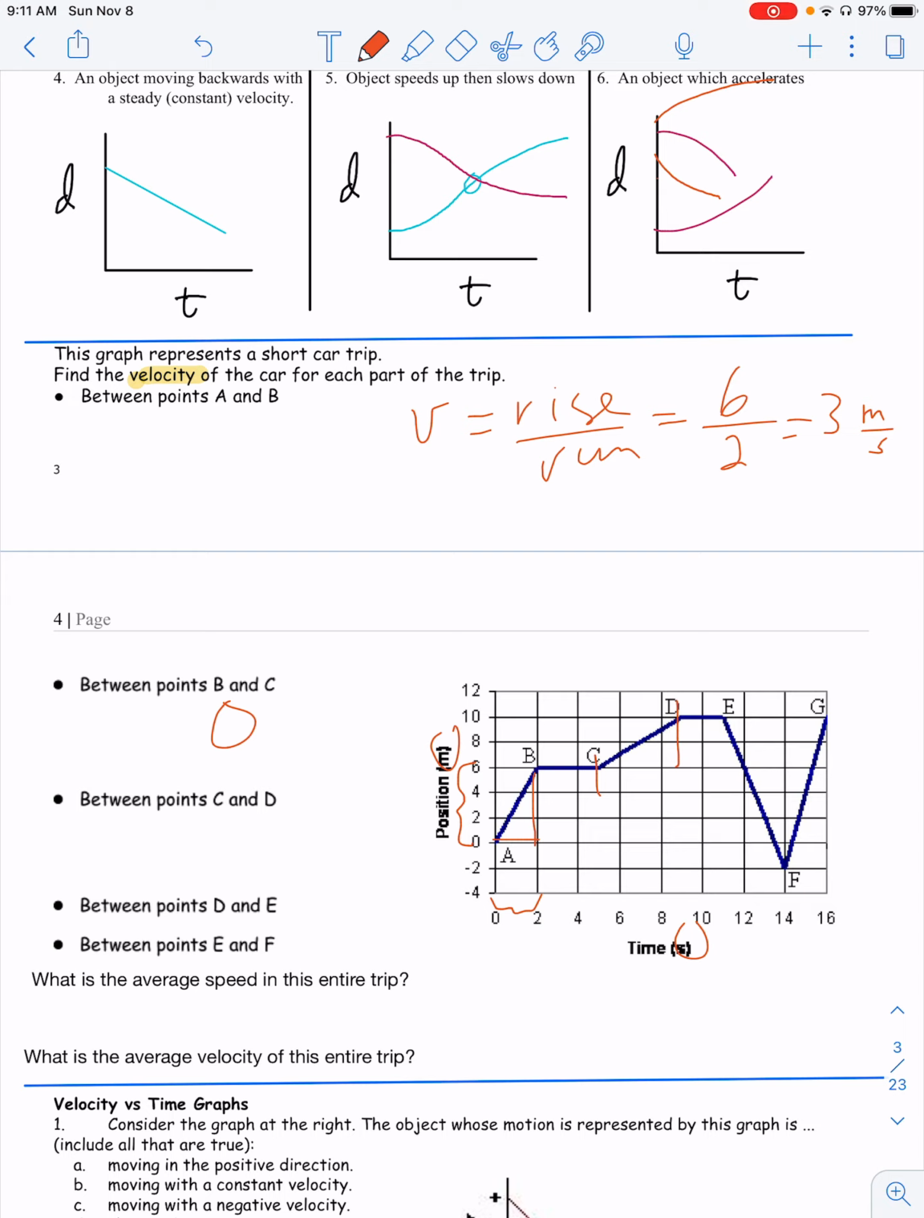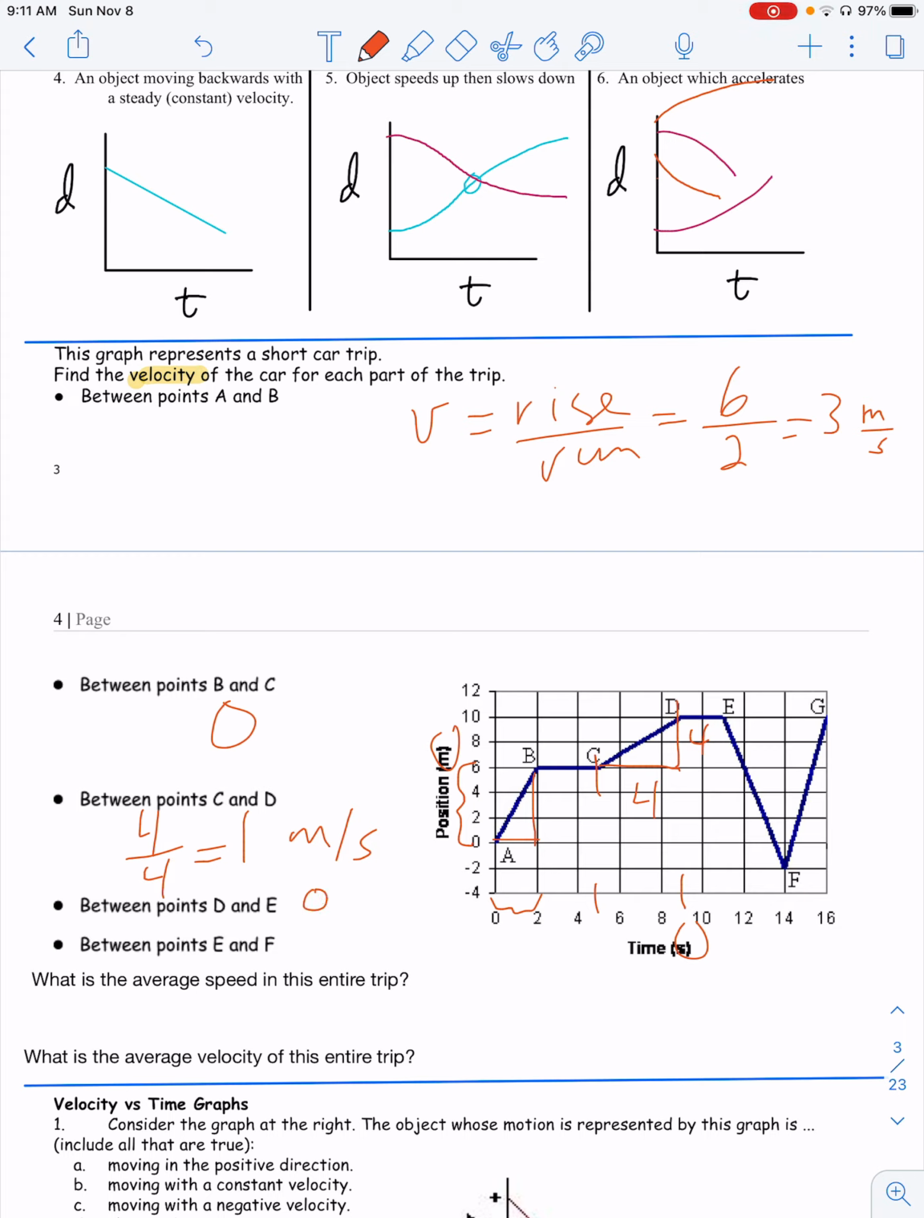I don't know exactly. I'm going to estimate that it's 9 there and it's 5 there. So the run is 9 minus 5, which is 4. The rise looks like it's 10 minus 6, which is 4. So 4 over 4 is 1 meter per second. It's going uphill, so it's positive.